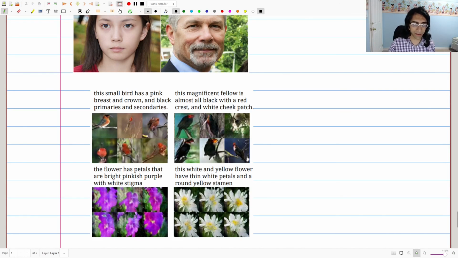So the idea here is that you give the GAN some text, like this: "small bird has a pink breast and crown and black primaries and secondaries." Given just this text, it can manage to produce these images which are of whatever this is describing. And similar for all of these cases.